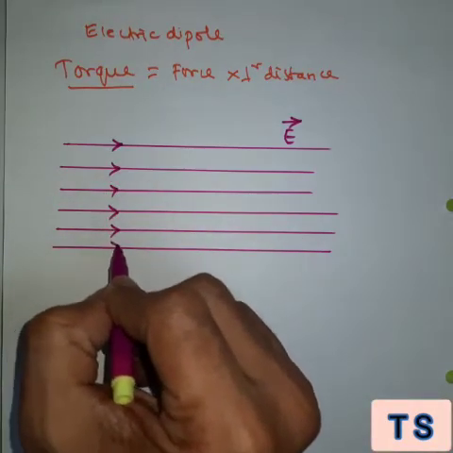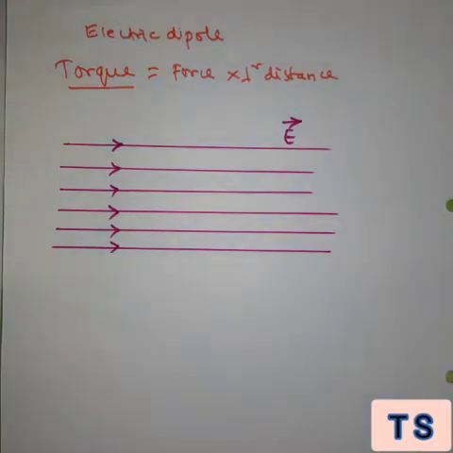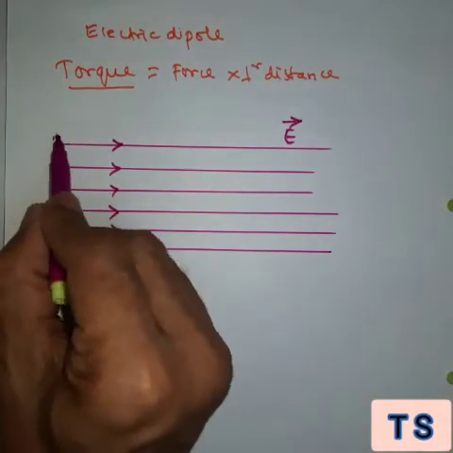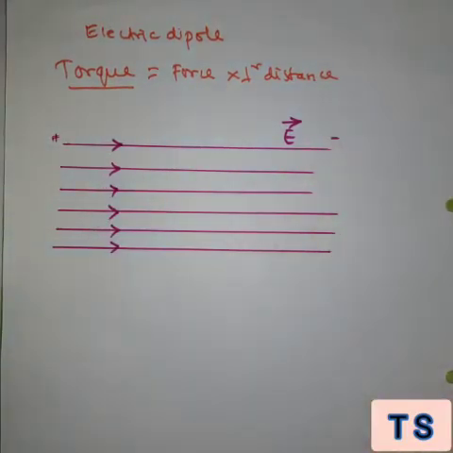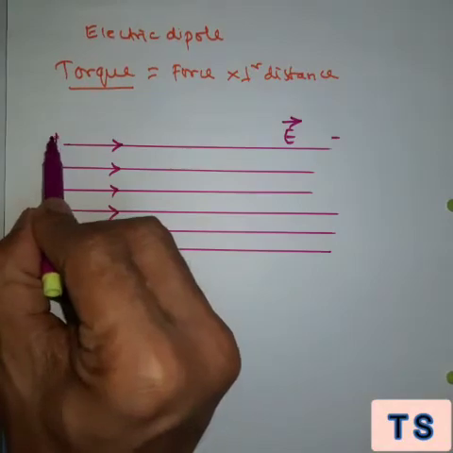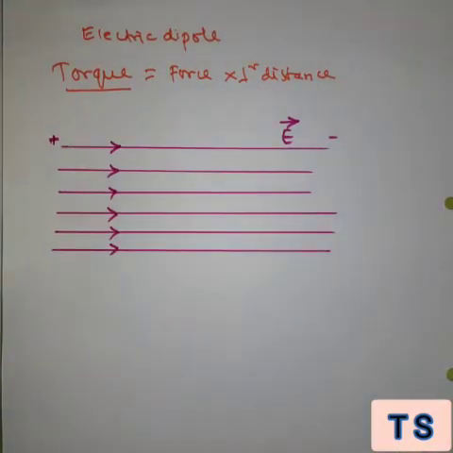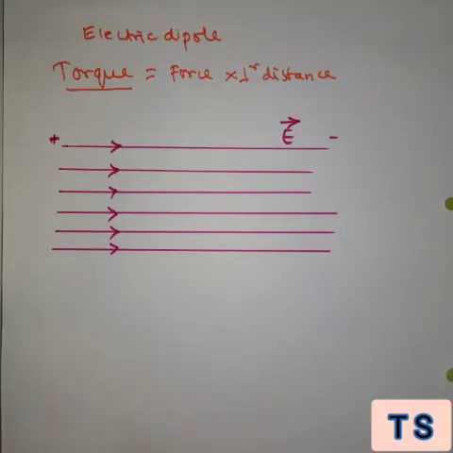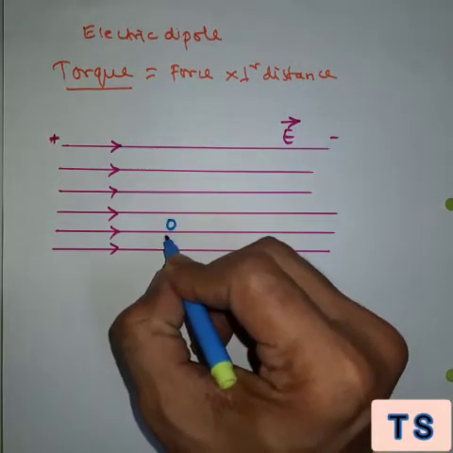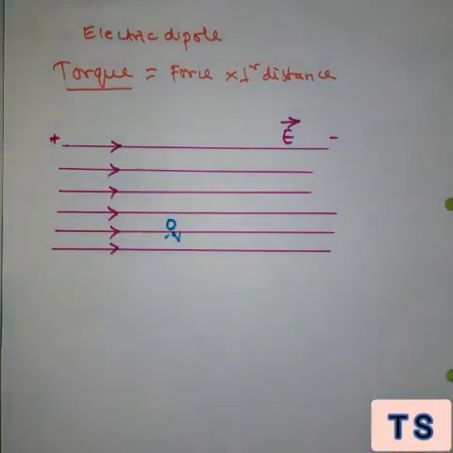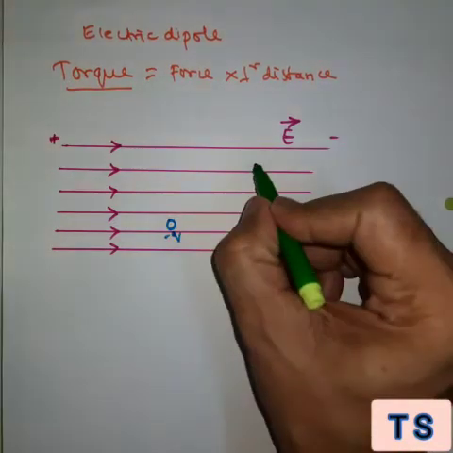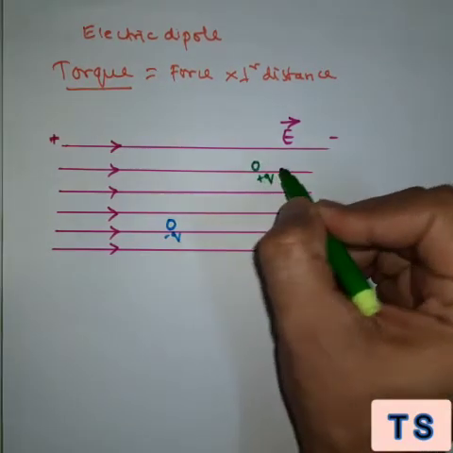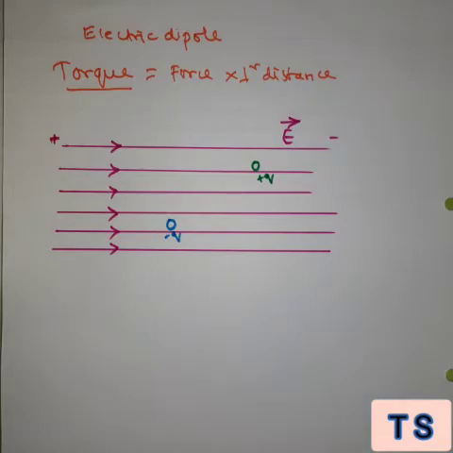When I say that the electric field is acting in this direction, I presume there is a positive charge over here and a negative charge over here. Field lines are directed from the positive charge and move up to the negative charge. Let's say in this particular uniform electric field, we place an electric dipole with a charge minus q and charge plus q, placed at a distance 2l from each other.